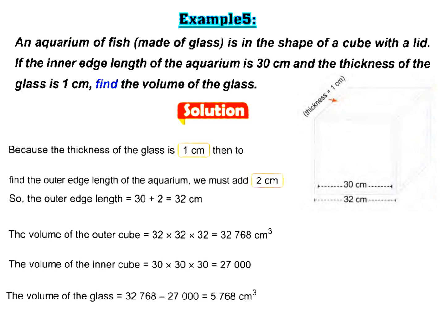I will use 30 to get the volume of the inner cube, and 32 to get the outer volume. The outer volume equals 32,768, and the inner volume equals 27,000 centimeter cube. By subtracting the inner volume from the outer volume, it will give me the volume of this glass, which equals 5,768 centimeter cube. I wish you understand this lesson.